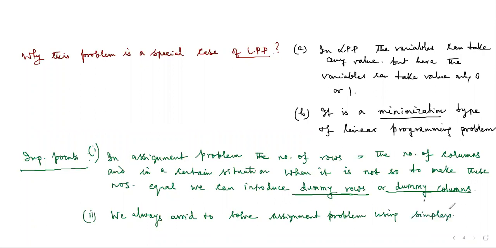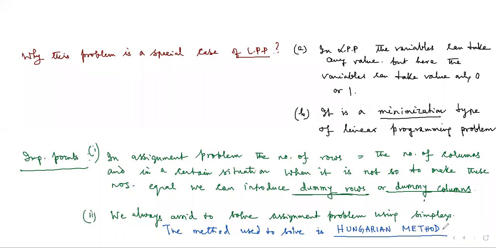So what sort of methodology do we have to use over here? The method used to solve assignment problem is called the Hungarian method. So in the next session, I am going to show you how to perform this Hungarian method on the assignment problem.